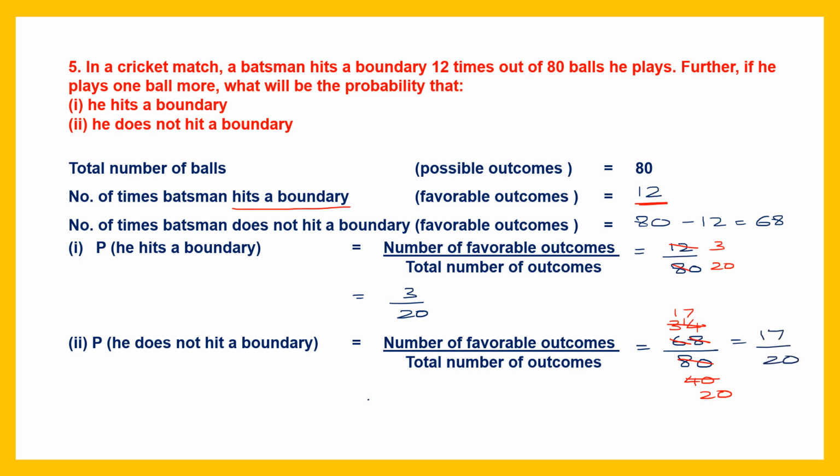So here the probability that he will not hit a boundary is more than this, isn't it? It's 17 by 20, and here hits a boundary is 3 by 20. So the probability that he will not hit a boundary is more than the probability or a likelihood of him hitting a boundary. So these are our answers: 3 by 20 and 17 by 20.